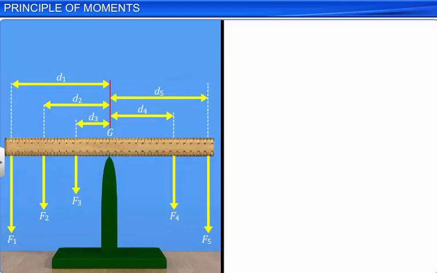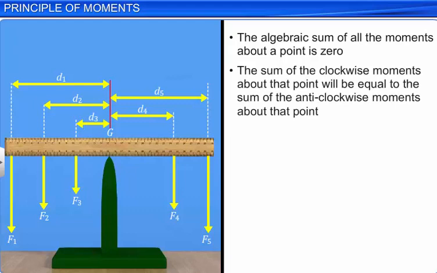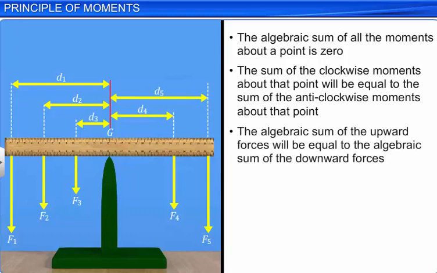Now let us understand the principle of moments. When a body is in equilibrium under the action of forces in a plane, the algebraic sum of all the moments about a point is 0. That is, the sum of the clockwise moments about that point will be equal to the sum of the anti-clockwise moments about that point. Also, the algebraic sum of the upward forces will be equal to the algebraic sum of the downward forces.